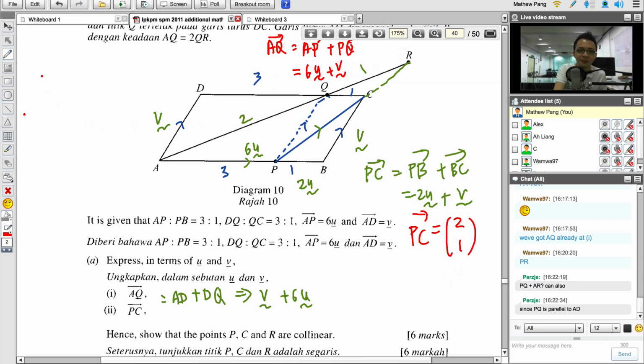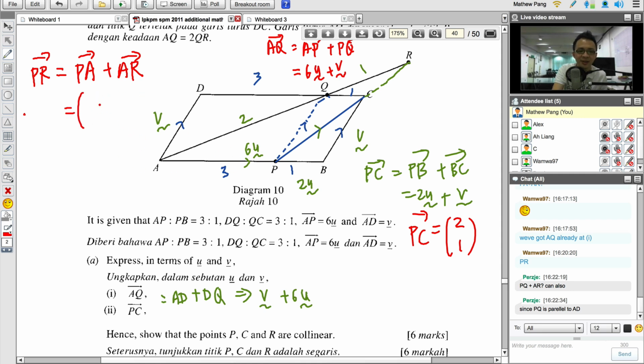We know that PR will equal PA plus AR. PA, I write in a column vector, will be easy: negative 6U, so it will be (negative 6, 0).